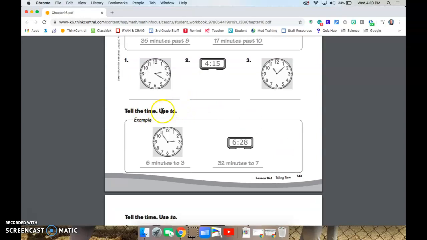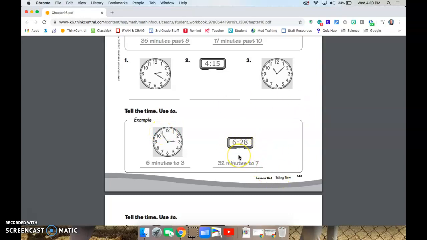This time, tell the time, use to. So this time we're talking about the amount of time just before the next hour. So for example, it says 6 minutes to 3. So it's almost 3 o'clock. There's 5, there's 6 minutes until 3 o'clock.